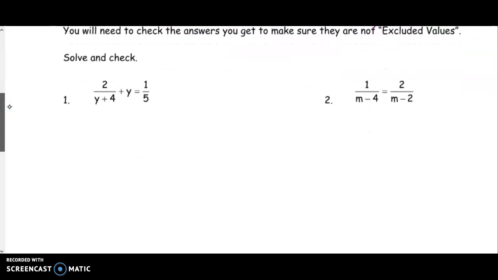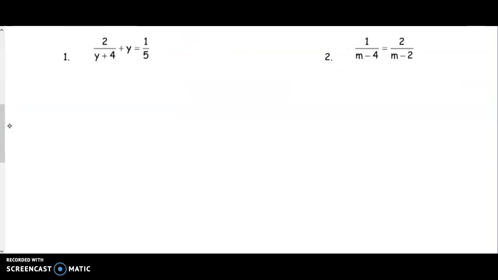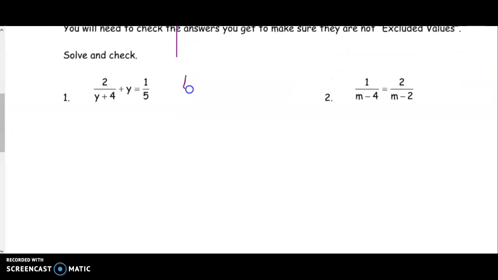Okay, so number 1. If you recognize the lowest common denominator, it'll save you some work. And in this case, it's going to be y plus 4 times 5, or 5y plus 20. If you don't recognize the lowest common denominator, that's fine. It'll just take a few more steps. So I'm going to go that route.